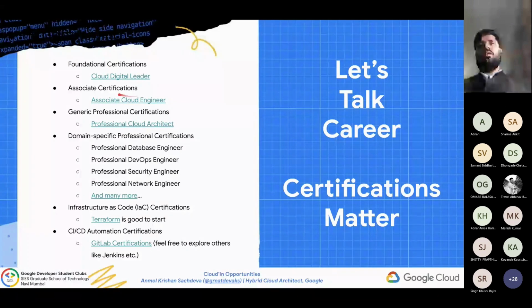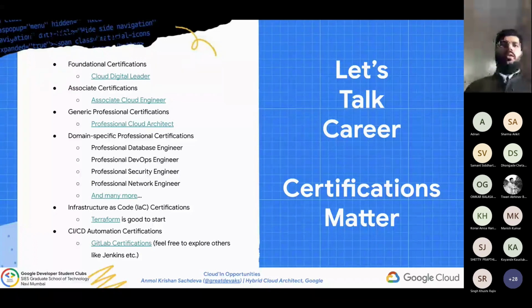Then after you are done with foundational certification, which doesn't require much technical exposure, you can go with associate certification. Associate certification starts at a junior level, how the cloud resources work, and this will be more aligned towards using the cloud commands, how the cloud services are used, and it's not going to be a real architecture based certification.